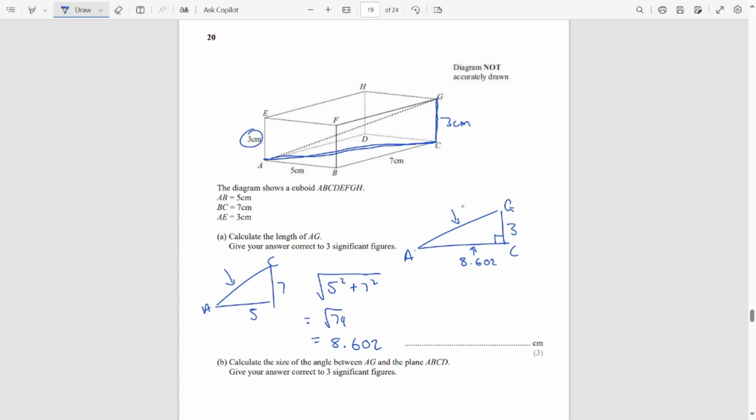And now I want to work out this length here, and I'm going to use Pythagoras' theorem for a second time. So we're going to take the square root of 8.602 squared plus 3 squared. You can type that into your calculator, and you are going to get the square root of 83, which is 9.11.